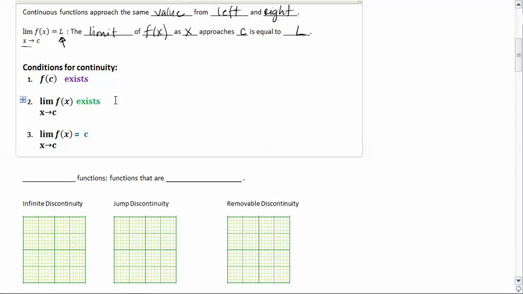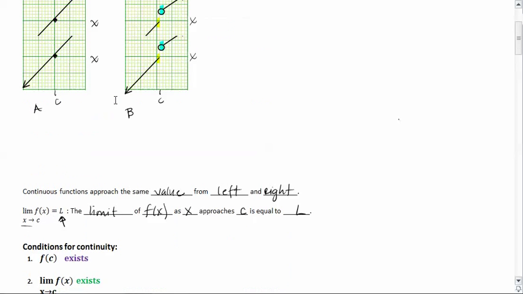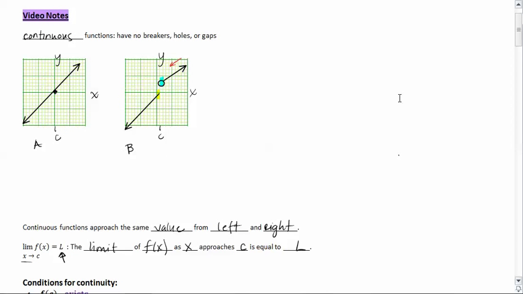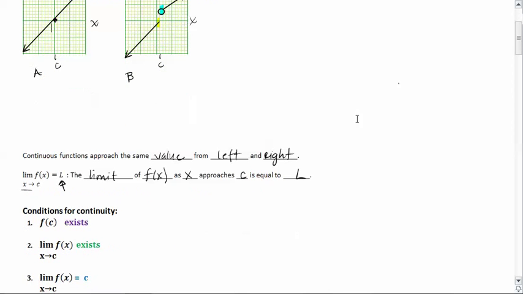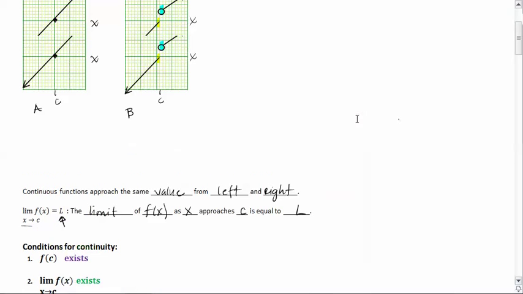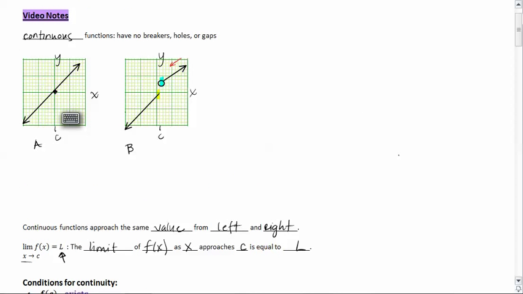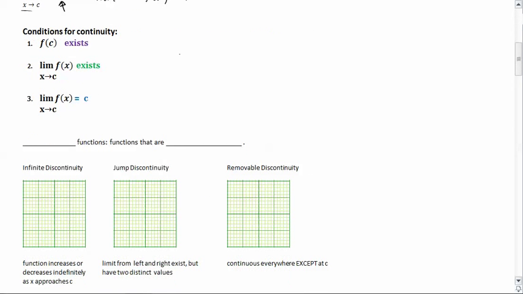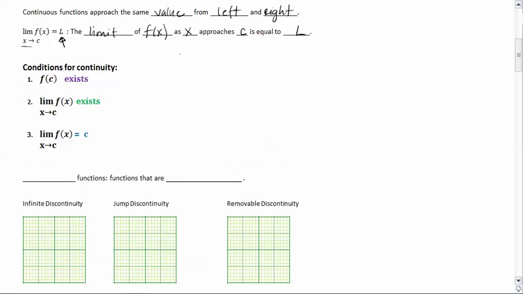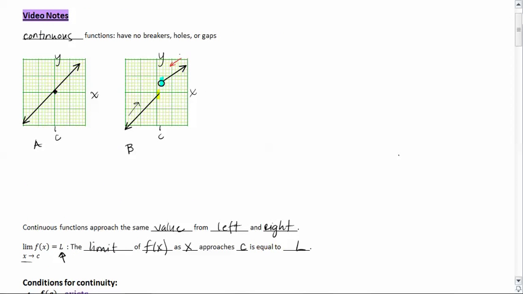The second one is that the limit of f of x exists as x approaches C. So we need to make sure that we're approaching some limit as we're approaching that value from left and right. As we approached from the left over here, we had some values. We approached from the right over there, we had some different value. The third one is that the limit of f of x equals f of C as x approaches C. So we need to have our limit equal to that value as we approach C.